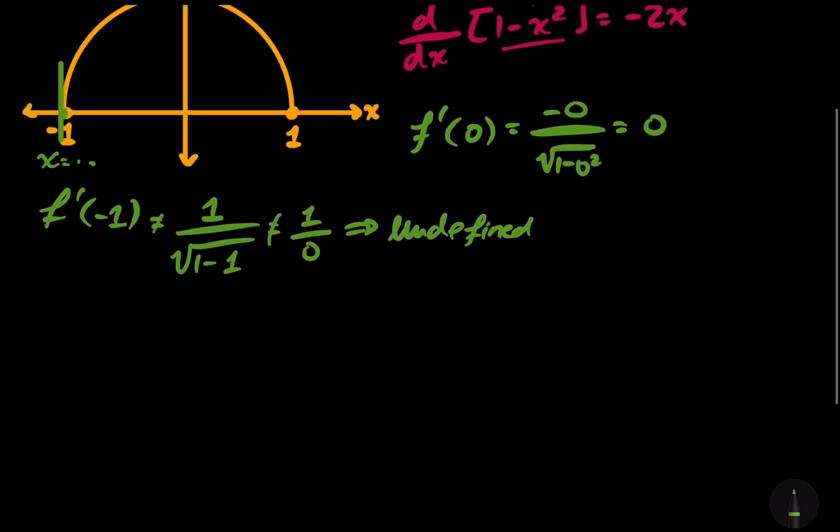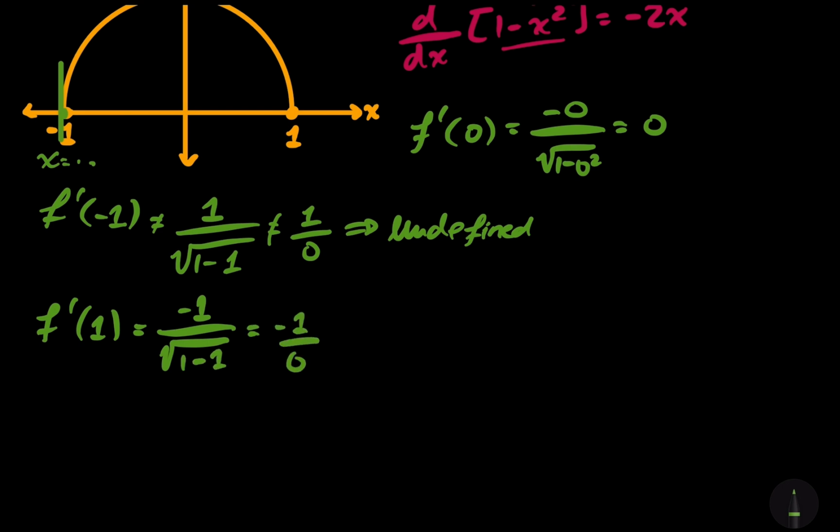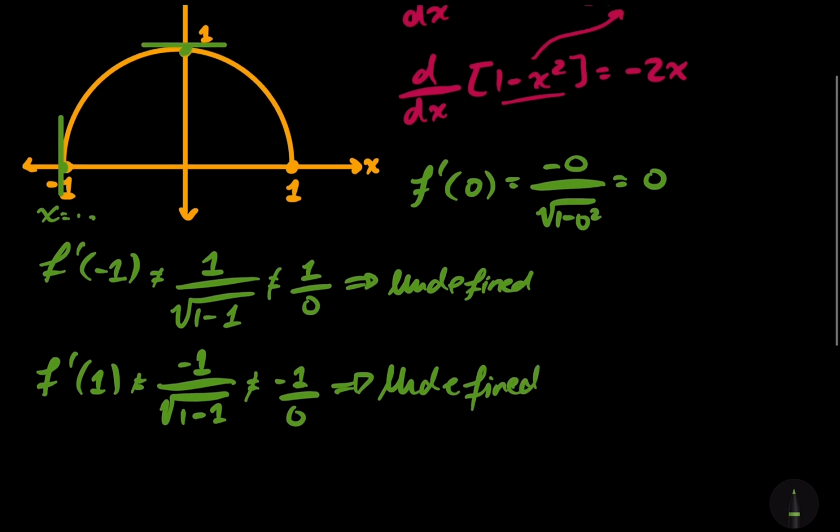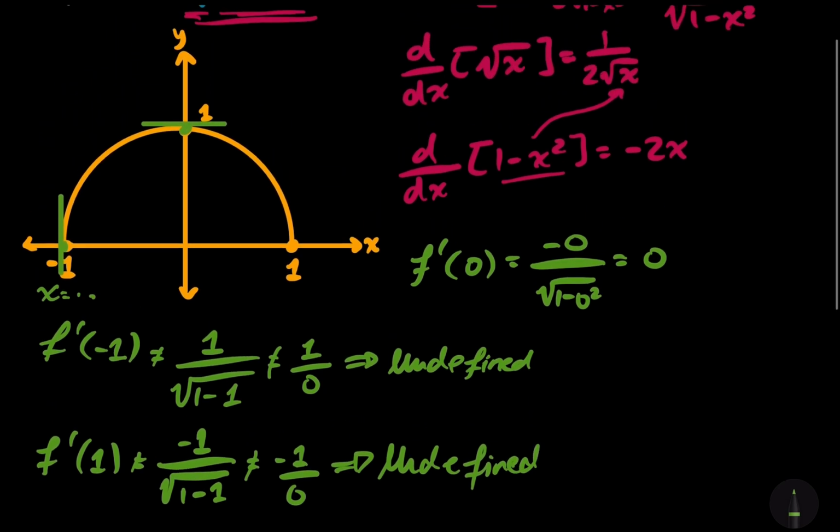And we can do the same thing for f prime of positive 1, and this will be negative 1 over the square root of 1 minus 1, which is just negative 1 over 1. Or actually negative 1 over 0. And so this is just going to be undefined as well. And if we were to look at x equals positive 1 on our graph, it looks as though we also have a vertical tangent line at this point.